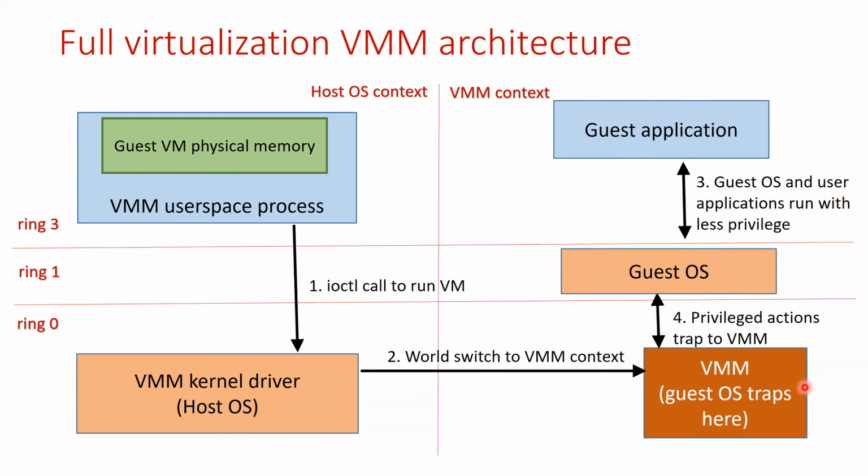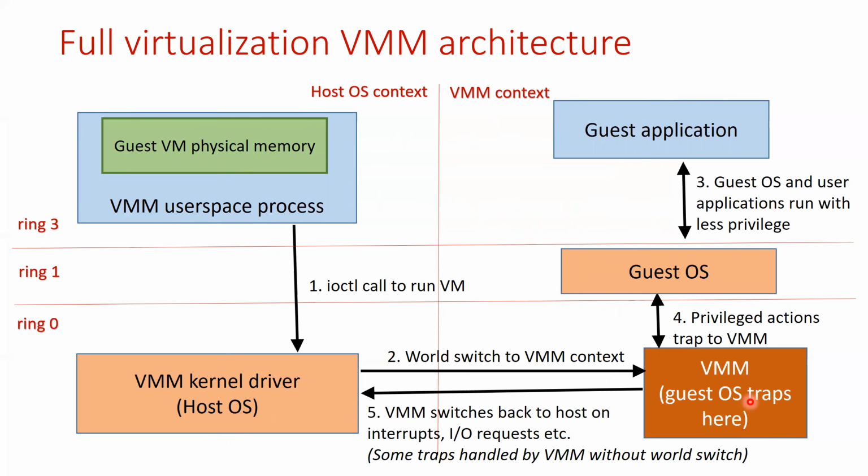The VMM can handle some privileged operations on its own, since it's running in ring 0. But for some things that require the host OS support, the VMM will exit back, will switch back into the host OS context. For example, if some IO needs to be handled, the VMM will switch back into the host OS context, and the host OS might return back into the user space process.